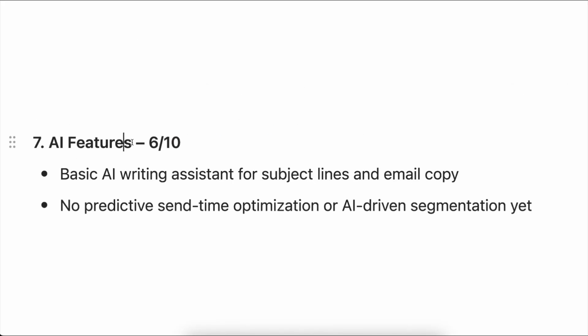When it comes to AI features, they have a basic AI writing assistant for subject lines and email copy, and I'll talk about something else related to this within the specific features section. But other than that, no predictive send time optimization, no AI-driven segmentation yet, no AI automations. Some of these things other email marketing softwares already have, so it's just a 6 out of 10.